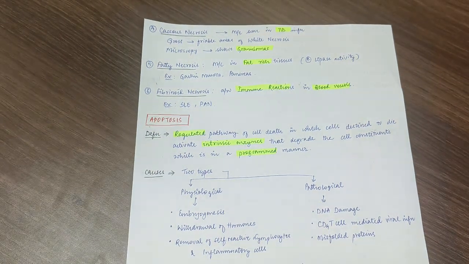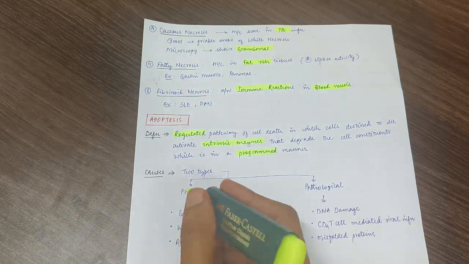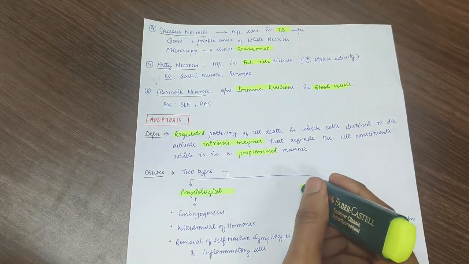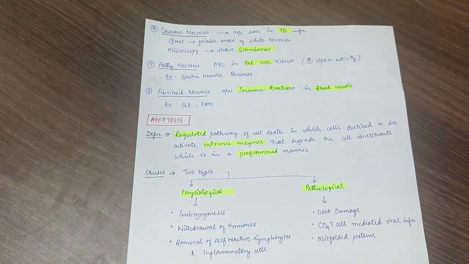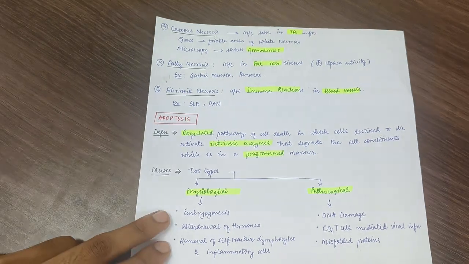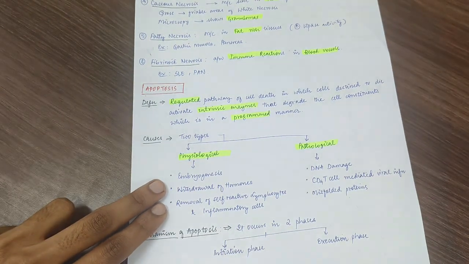So what are the causes? There are two types of causes. Either it should be a physiological cause, or it should be a pathological cause. Physiological cause is because of embryogenesis. Unwanted things in the embryo will be removed off.